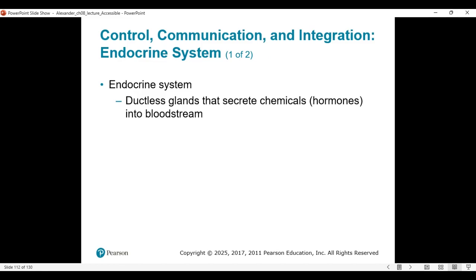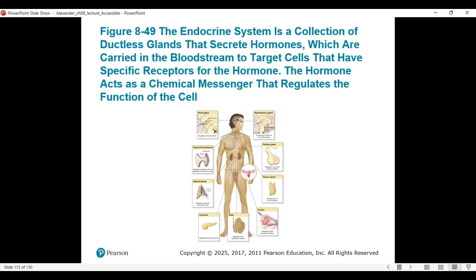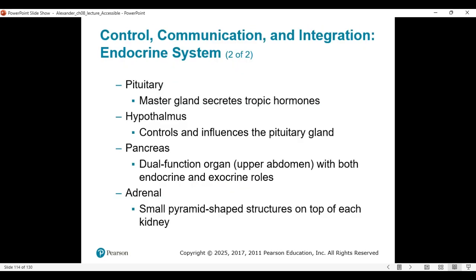The endocrine system is basically for regulatory purposes and to maintain that homeostasis. It's ductless glands that secrete chemicals or hormones into the bloodstream in order to maintain that balance, right? Different glands and where they're at. The pituitary gland is the master gland, secretes tropic hormones. The hypothalamus controls and influences the pituitary gland, so it's the pituitary gland's boss.